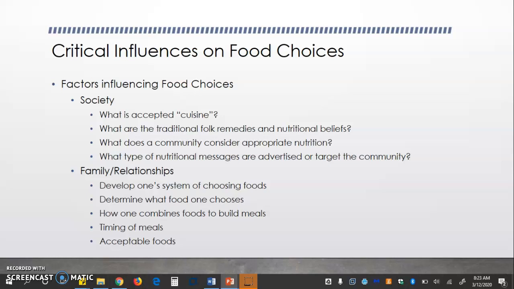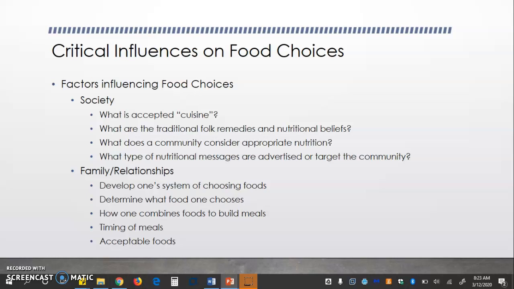You also want to ask, what are traditional folk remedies or even nutritional beliefs among the culture? What do they believe they should eat or should not eat? For example, in some countries and in some religious beliefs, they don't consume certain meats or certain other types of foods because it goes against their religious beliefs. We also want to understand, what does a community consider as appropriate nutrition?